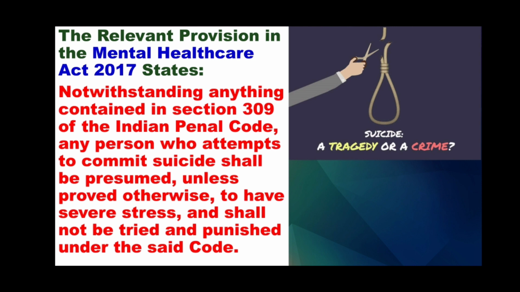Notwithstanding anything contained in section 309 of the Indian Penal Code, any person who attempts to commit suicide shall be presumed, unless proved otherwise, to have severe stress and shall not be tried and punished under the said code. What more do you want? It's so clear. So do remember, today all doctors can take it upon themselves to decide whether one should report a case of poisoning to the police or not.